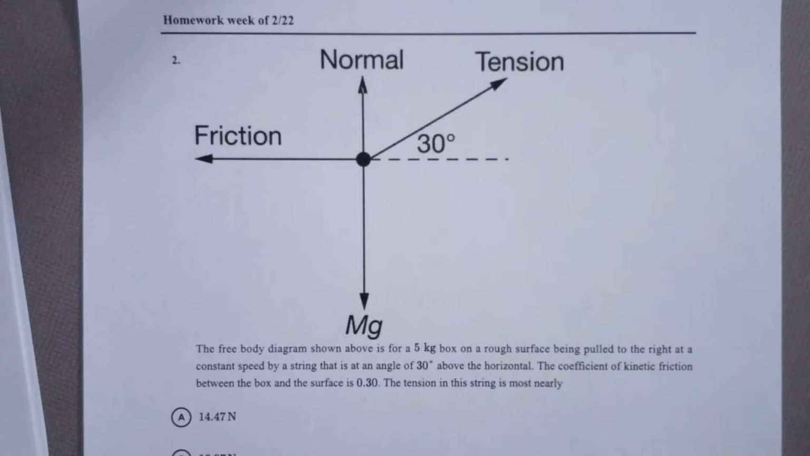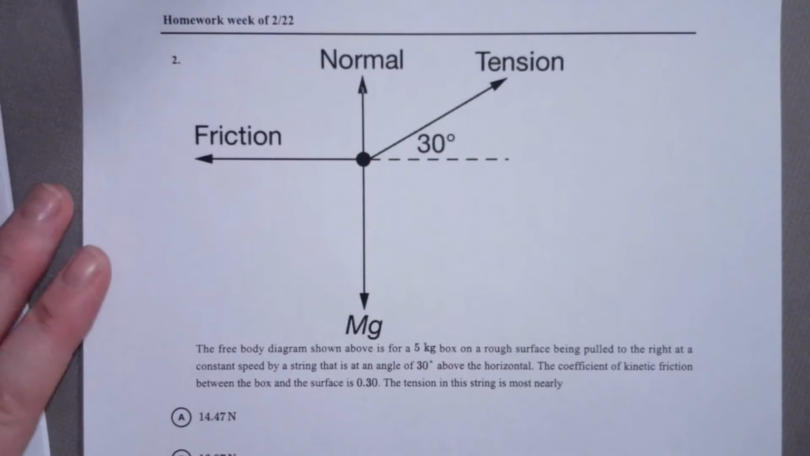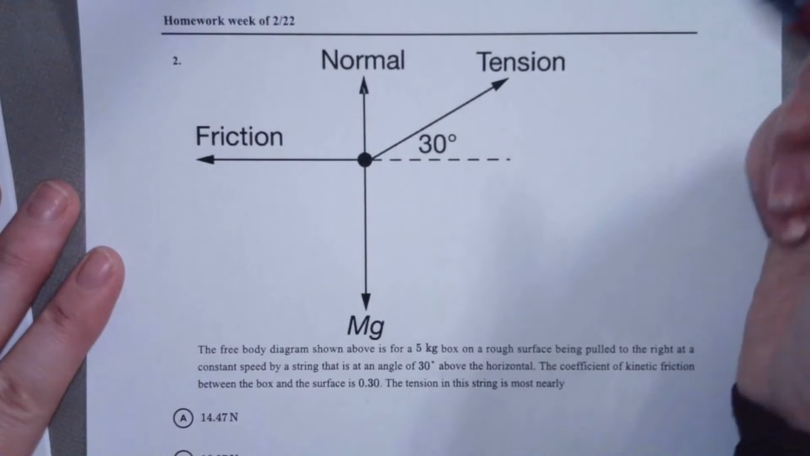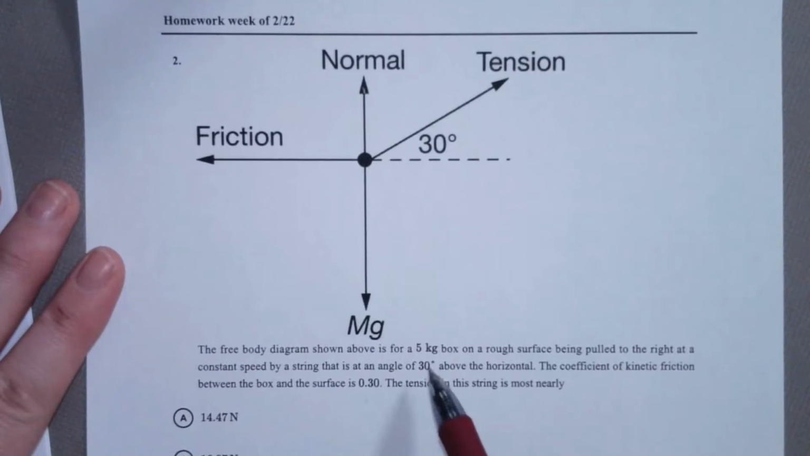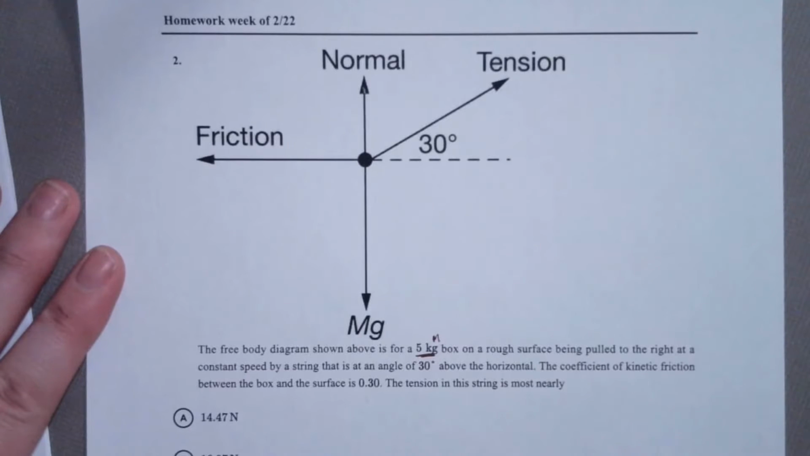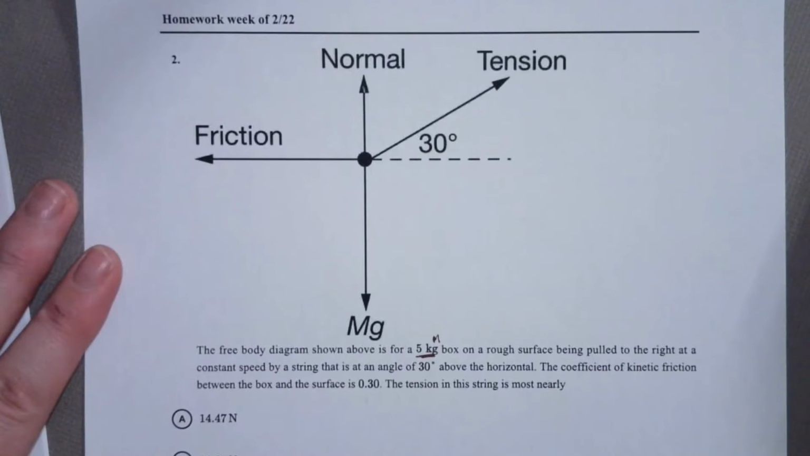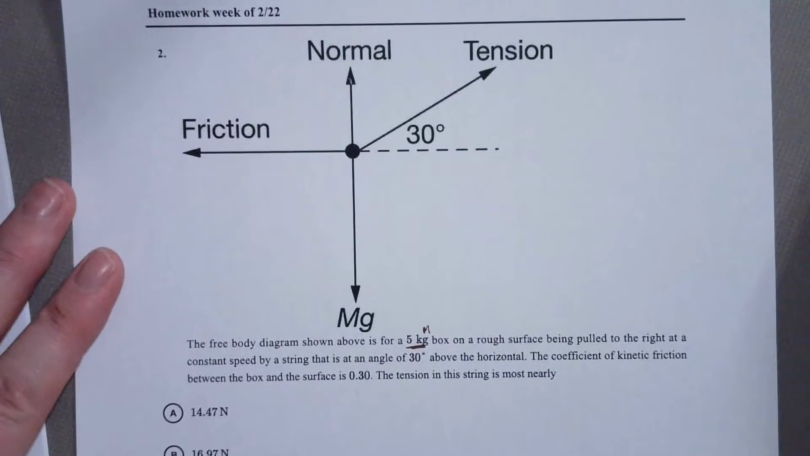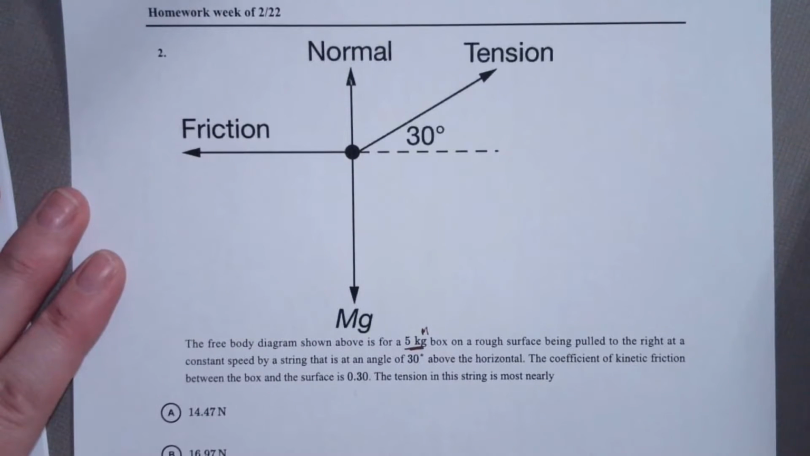All right, number two, this is probably the hardest one, I would guess. So we've got a free body diagram above. There's a 5 kilogram box, that's our mass. It's being pulled to the right by a string that's at an angle of 30 degrees above the horizontal. The coefficient of kinetic friction is 0.3. The tension is most nearly.